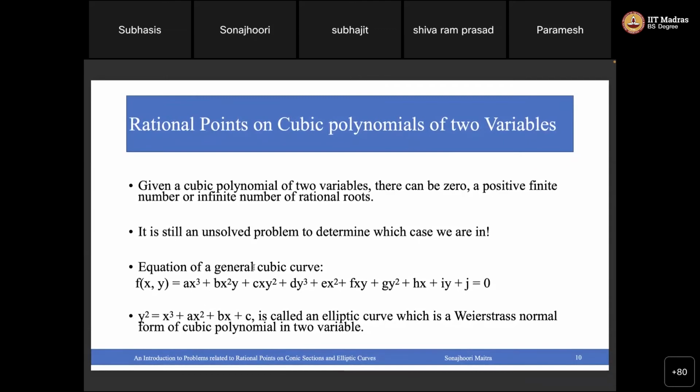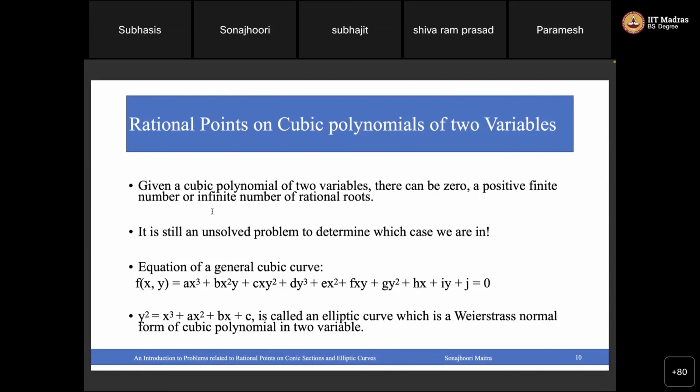But the topic of my talk was rational points on conics and elliptic curves. So what basically is an elliptic curve? An elliptic curve basically is the cubic curve itself. So any cubic curve with rational coefficients can be transformed into an elliptic curve. So this is the general form of an elliptic curve: y square equal to x cube plus ax square plus bx plus c. And this is called the Weierstrass normal form.